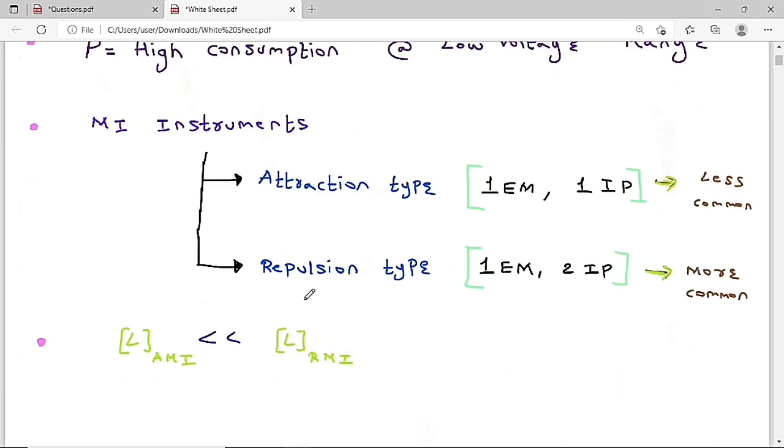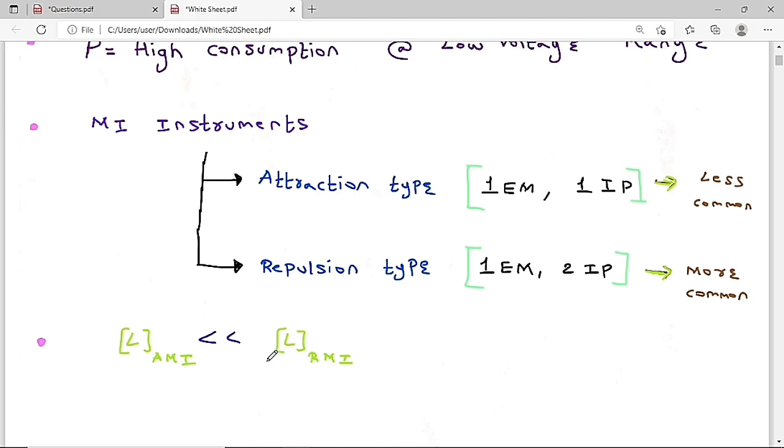But if you compare the inductance, we can say the inductance of the attraction type moving iron instrument is always lesser when compared to the inductance of the repulsion type. So the attraction type is less common and its inductance is also very low, whereas repulsion type instruments are more common and their inductance is also higher. These are some of the important points regarding moving iron instruments.